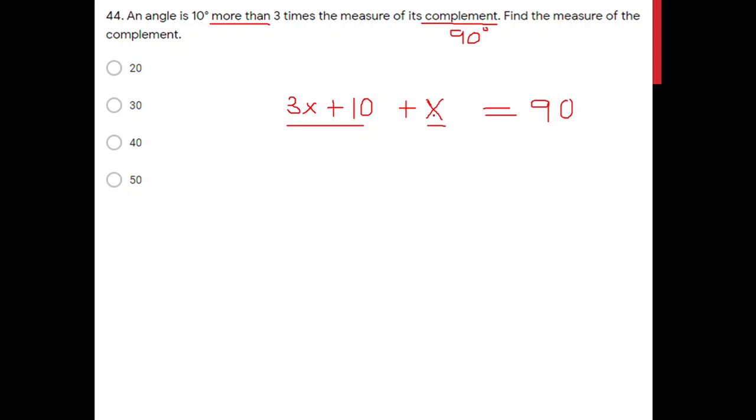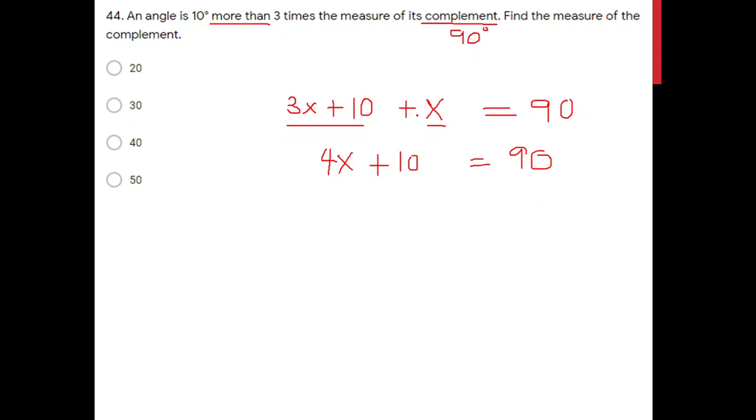Remember, if you only have a variable, then it means it has an imaginary numerical coefficient of 1 here. So it becomes 3 plus 1, so that would be 4. Copy the variable, which is x. And then since 10 does not have any similar here, so I'll just bring down 10 equals to 90.